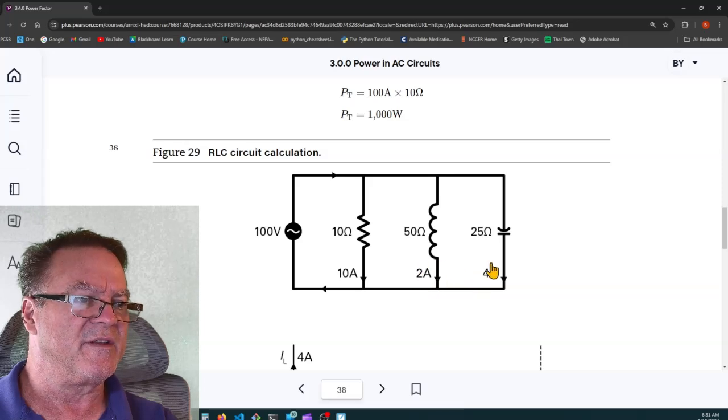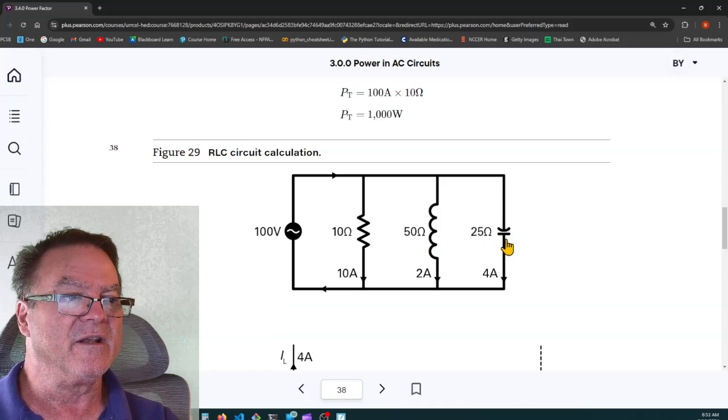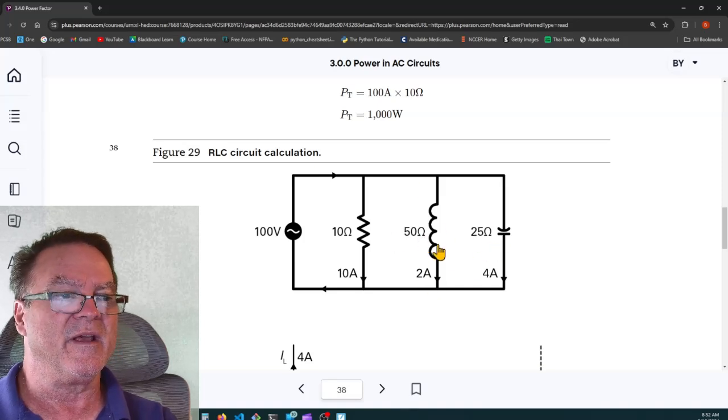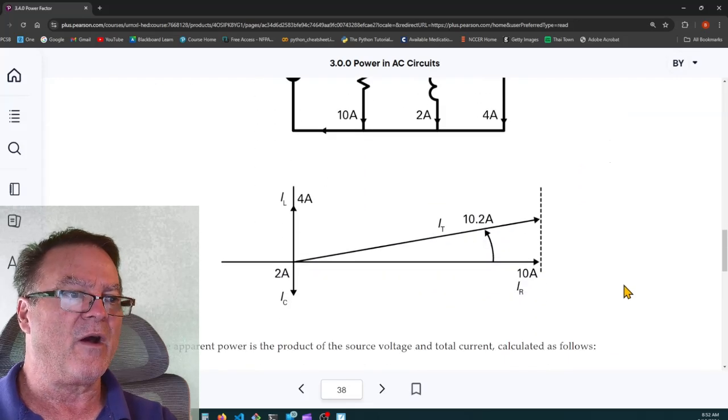What we would do is we take this 4 amps and subtract this 2 amps. It will end up being a capacitive circuit. In parallel, if the capacitive reactance is smaller than the inductive reactance, it'll end up being a capacitive circuit because more current will flow through it. If the inductive reactance is smaller than the capacitive reactance, it would end up being an inductive circuit because more current will flow through it. We use current in a parallel circuit to figure out power factor.